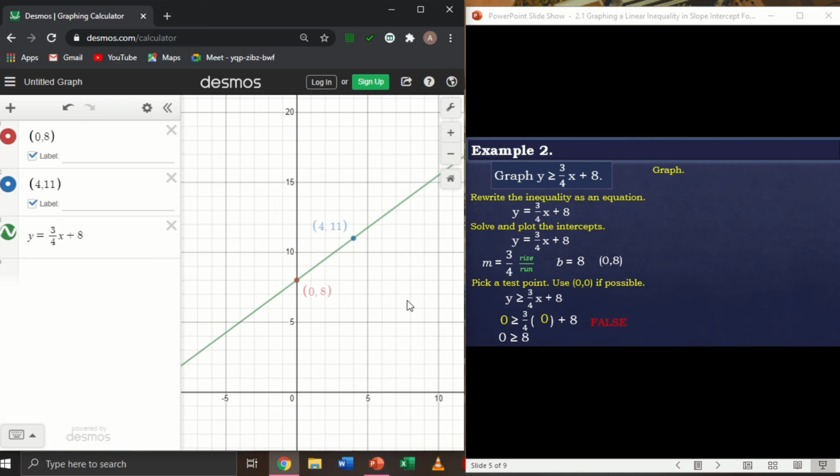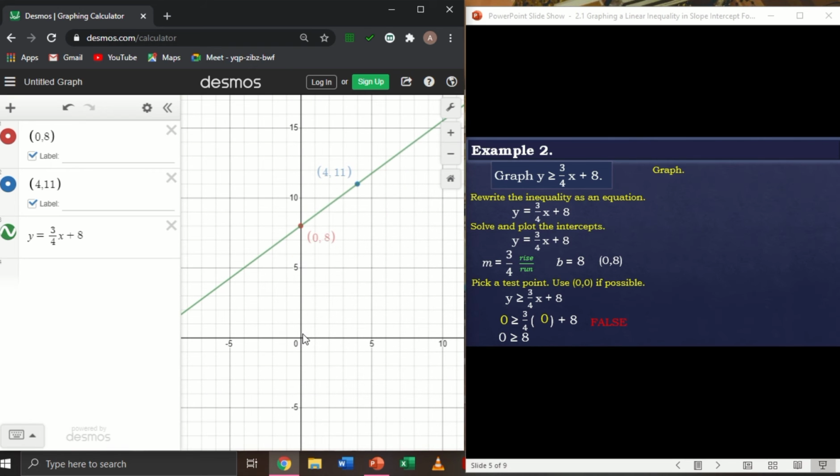Na-connect na natin. Now, ito ang ating test point, yung origin. Okay, so itong origin, kasama ba sa shaded? Dito ba tayo mag-shade o dito sa kabilang side? So, since false siya, hindi siya kasama. Okay, so dito tayo mag-shade sa taas.